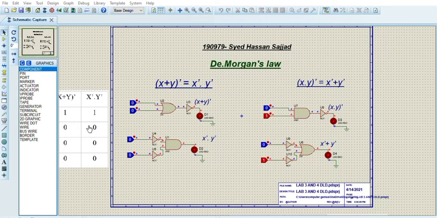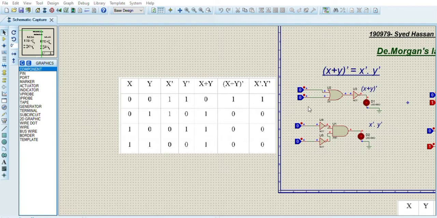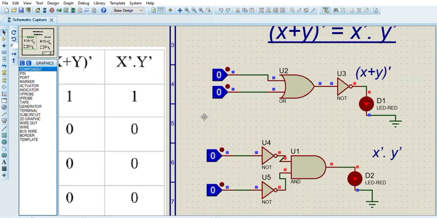So first let's come towards this table. You can see that 0 and 0 will be equal to 1. So let's see here, both the inputs are 0 and it is equal to 1. So if I take the right hand side of this circuit, then this 0 will be always equal to 1, and in all the situations the LED will be turned off. It means that it is showing the 0 logic state.